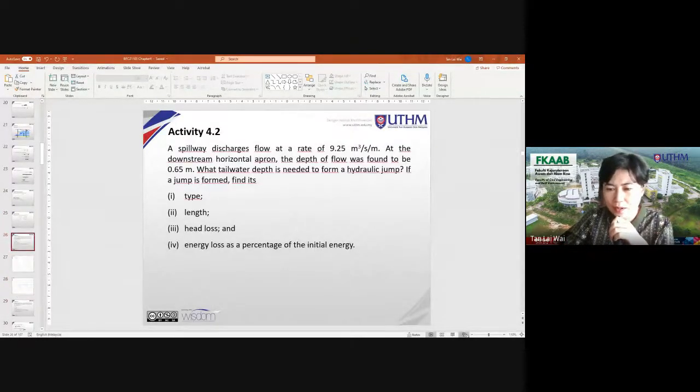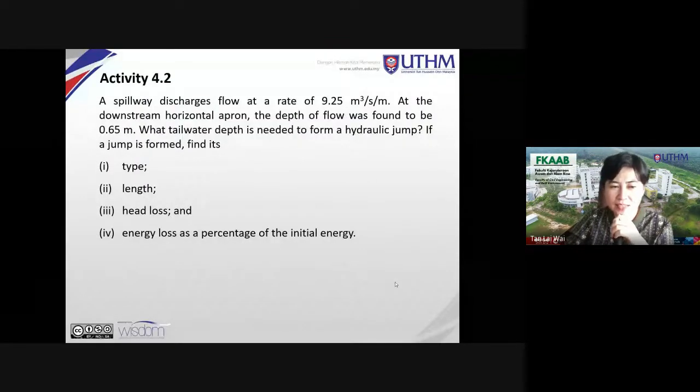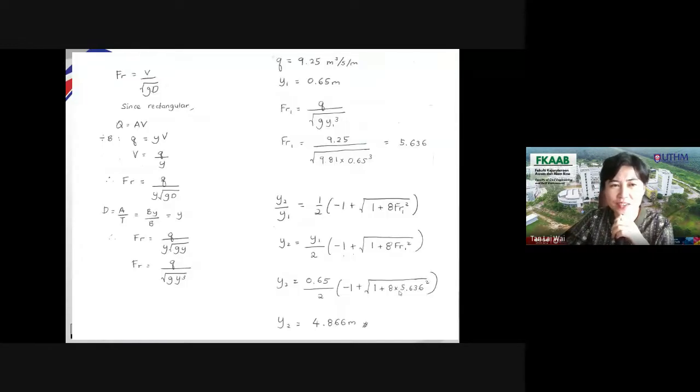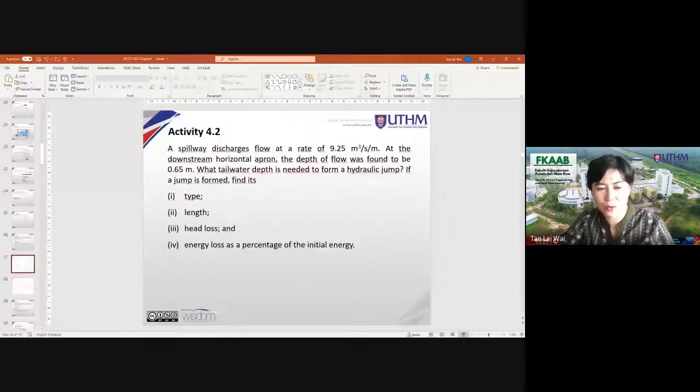I'm just going to go through the answer. I think this would be very easy for you. I hope all of you have tried this out. Just to find the conjugate depths, Y2 would be 4.866 meter. For hydraulic jump, of course, the depth before the jump is in supercritical condition, so the Froude number should be greater than 1. That is how you check it. And Y2 is larger than Y1.